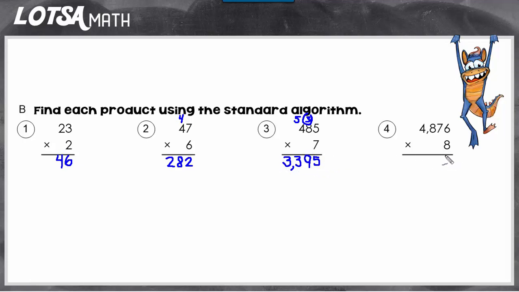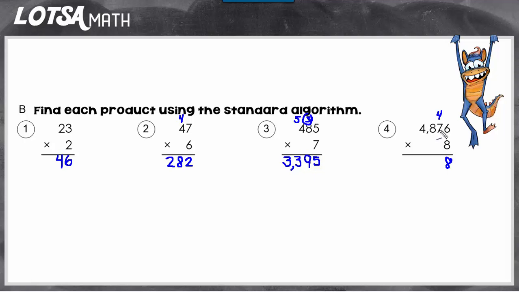So let's look at one more. This is a 4-digit number, so we're going to have to do 4 steps. The first step is to look at the ones place and multiply it. So 6 times 8 is 48. So I'm going to write the 8, but I'm going to carry the 4. Okay, now it's time for step 2. I'm going to look in the tens place.